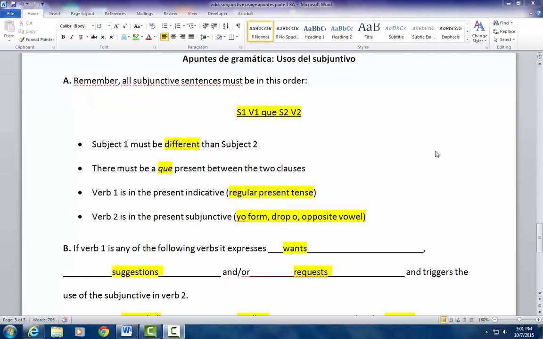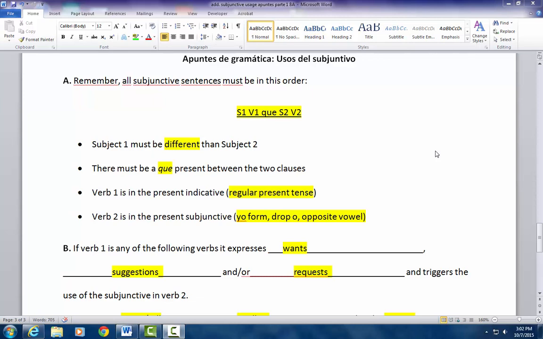Today we're going to talk about the uses and elaborate a little bit more on the formula that we discussed a few days ago. So let's start right there with the formula. As you can see, and remember, please write down in your notes all of the stuff that is highlighted in yellow. Let's continue. So we must remember that all subjunctive sentences must be in this order: S1, V1, K, S2, V2. Subject 1, verb 1, K, subject 2, verb 2.